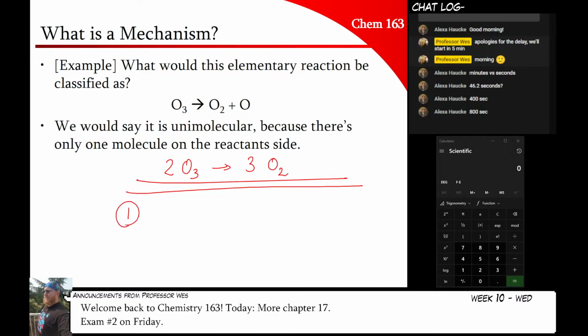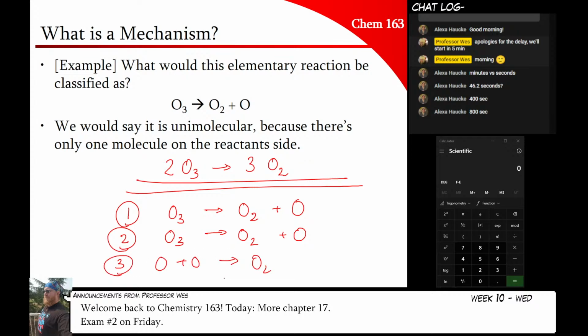So step 1, an ozone breaks apart. In step 2, a different ozone breaks apart. In step 3, the 2 O's bonk together. And so now I have 2 O3 makes 3 O2, and these got used up.